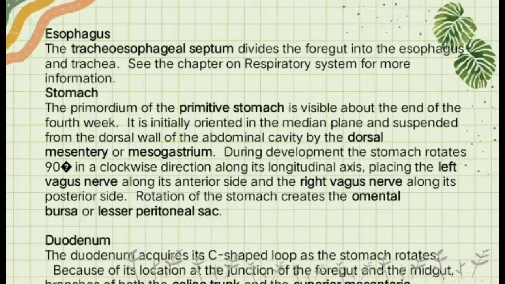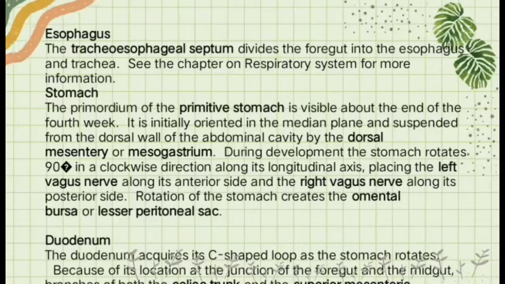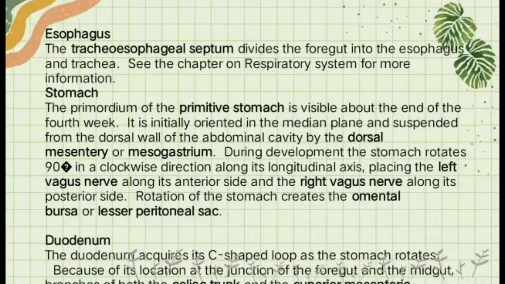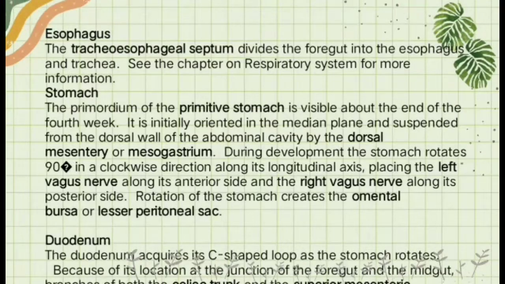Duodenum. The duodenum acquires its C-shaped loop as the stomach rotates because of its location at the junction of the foregut and the midgut. Branches of both the celiac trunk and the superior mesenteric artery supply the duodenum.